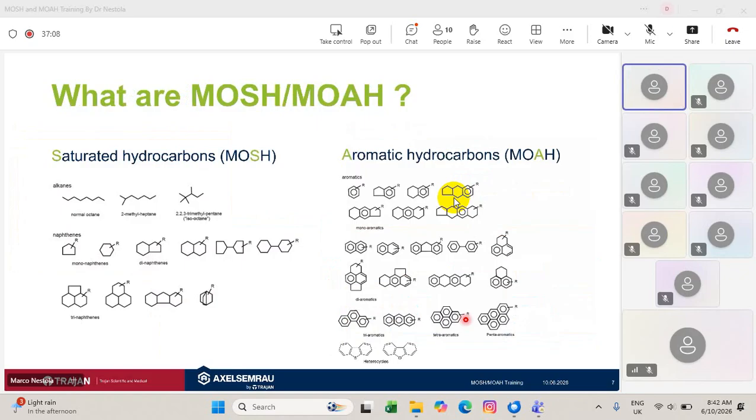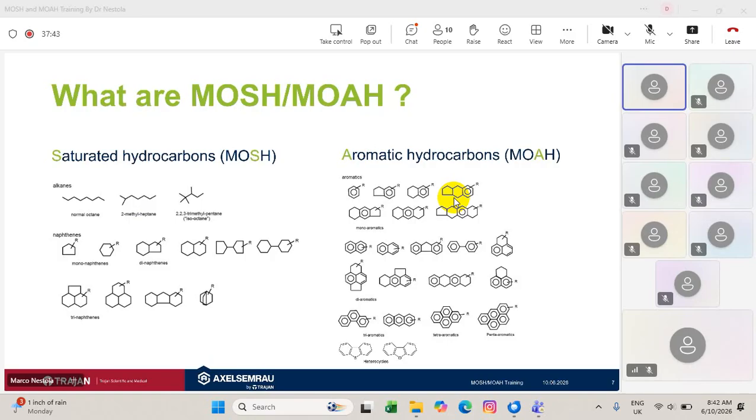When we talk about the structures of the compounds, so that's only for the chemists among us, we have 2 classes. That's why we talk about MOSH and MOAH. The SH is for saturated hydrocarbons and the AH for aromatic hydrocarbons. So 2 classes that by principle need to be separated because they are structurally very different and also in their toxicity, at least from the basic idea, very different.